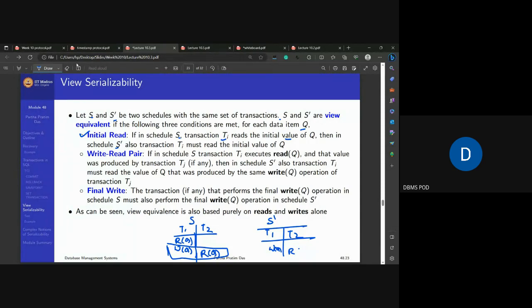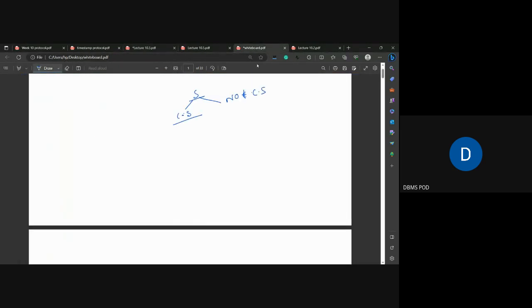And the final write: the transaction, if any, that performs the final write Q operation in schedule S must also perform the final write Q operation in schedule S dash. Like the initial read, suppose in schedule S transaction T2 performs the final write Q. Then in schedule S dash also the final write will be by the T2 transaction. This is called the final write.